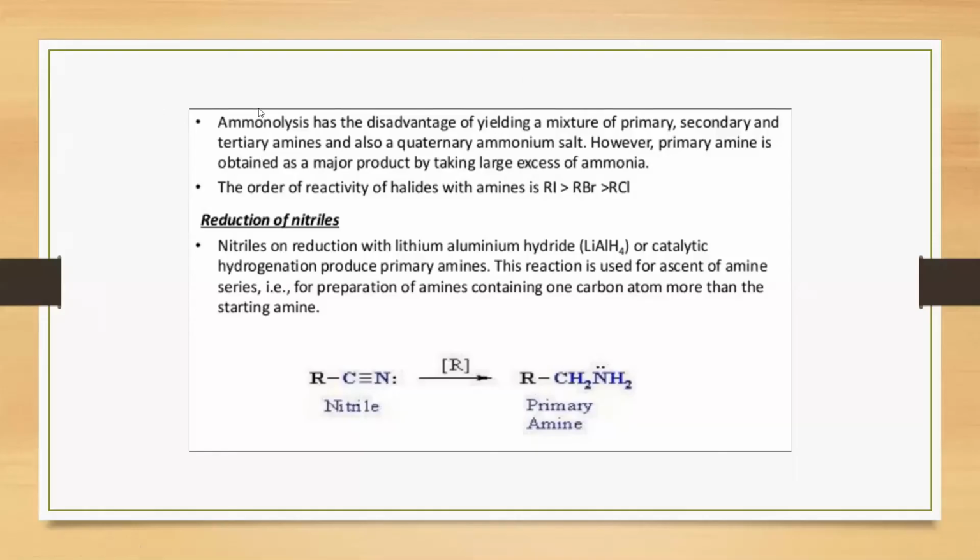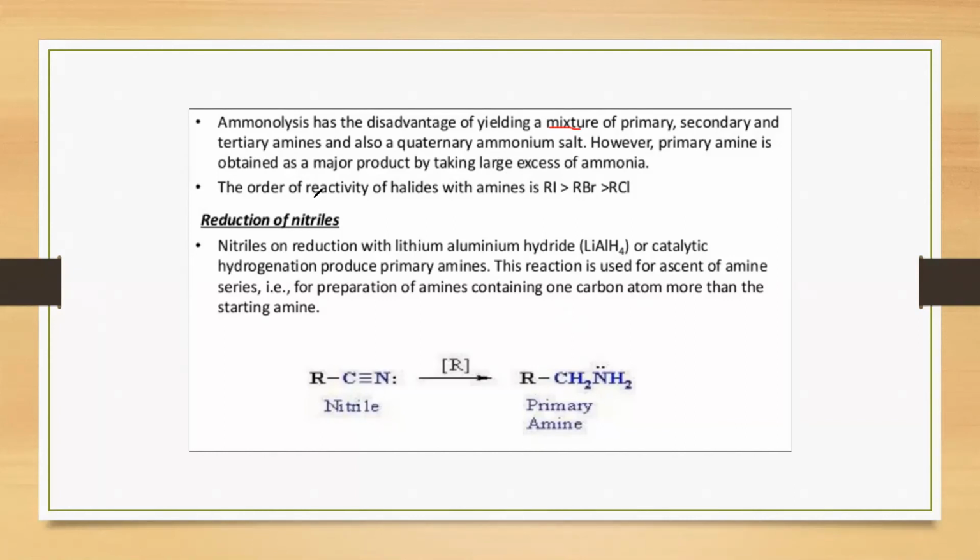Now we have to see the disadvantage or demerit associated with this ammonolysis reaction. The main demerit is that you're getting a mixture of primary, secondary, and tertiary amines, and also finally a quaternary ammonium salt. Suppose you want only the primary amine as the desired product, what can we do? We can take a large excess of ammonia in the beginning. Ammonia should be in large excess, so the reaction will yield the primary amine as the major product.